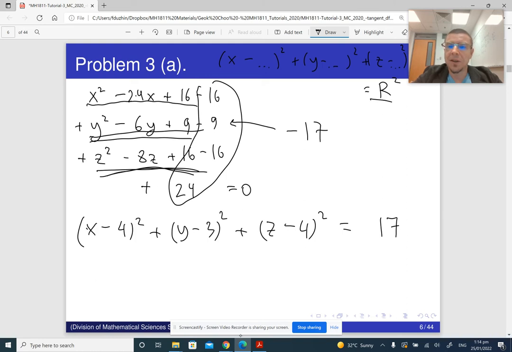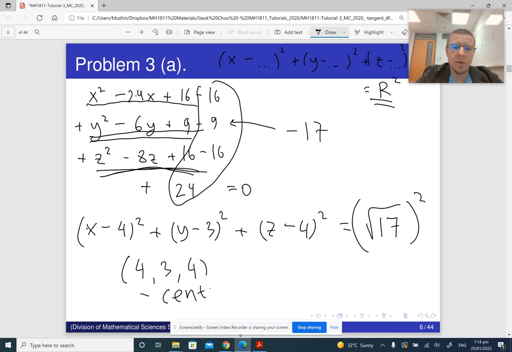Right? And notice that in the equation of a sphere, the right hand side should be the square of something. So it should be square root of 17 squared. Right? So which means that the answer to the first part is that the center of the sphere is 4, 3, 4. This is the center of the sphere. And the radius is square root of 17. So this is the answer to part A.